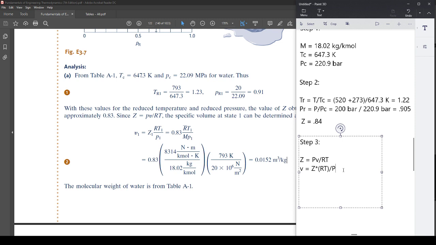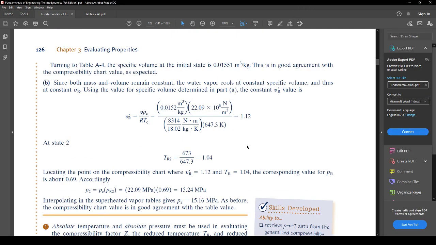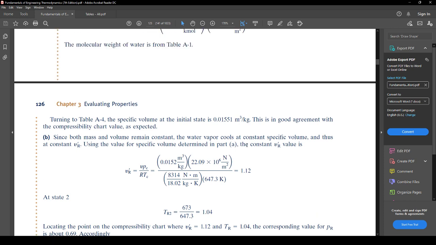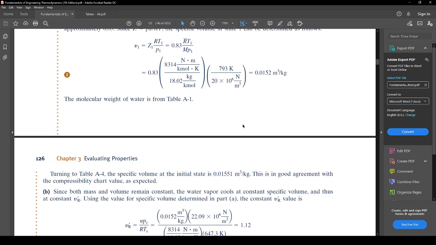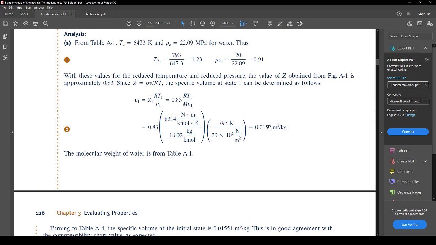And then once you get that, you end up with 0.0152 meters cubed per kilogram. So let's drag that across. So now that we know that, I'm pretty sure that is one answer, but we'll see if that's how they do it. Yeah, so we have found the first answer here, which is 0.0152. Okay.